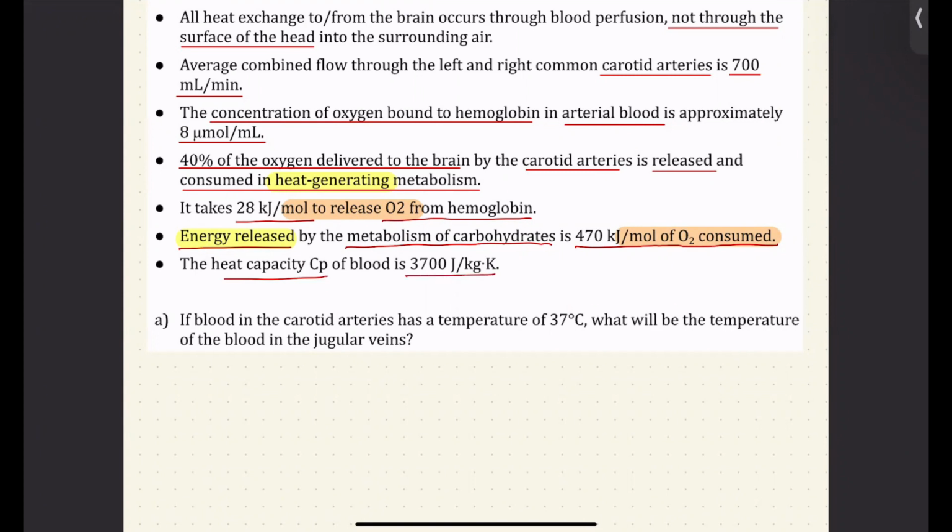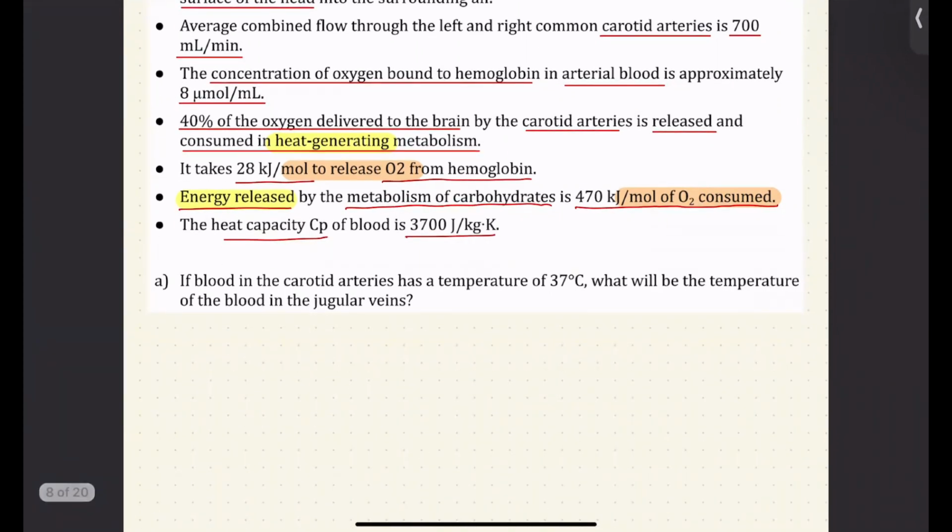Okay, so it's asking, if the blood in the carotid arteries has a temperature of 37 degrees, what will be the temperature of blood in the jugular veins? So what is this question really asking? Sure, it's asking about the temperature difference, right? We are actually always talking about what? The conservation of energy, right? This is the principle, right?